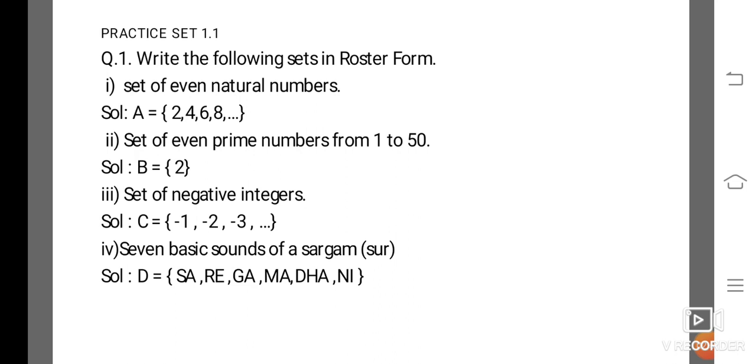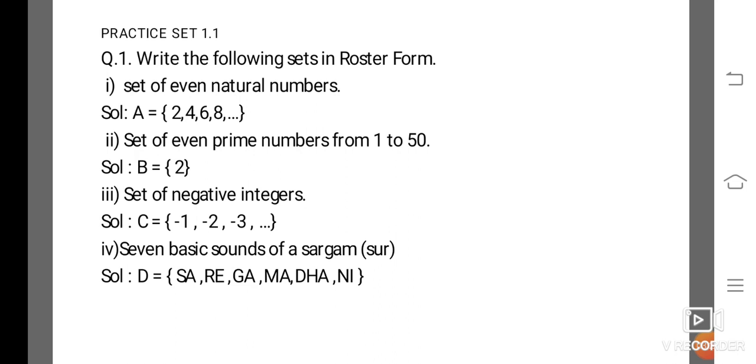Now we solve practice set 1.1. Question number 1. Write the following sets in roster form. First, set of even natural numbers. Solution. A is equal to curly bracket. Now we need even numbers, so they are 2, 4, 6, 8 and so on, infinite. Second example, set of even prime numbers from 1 to 50. Now there is only one prime number which is even, that is 2. So we write B is equal to curly bracket 2.